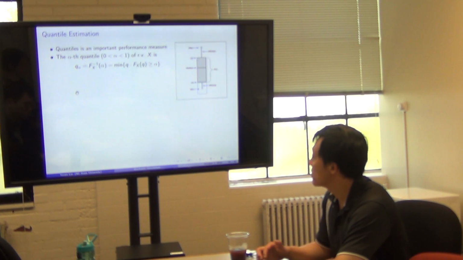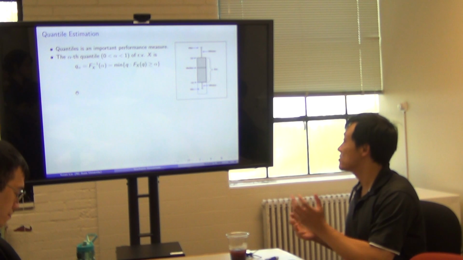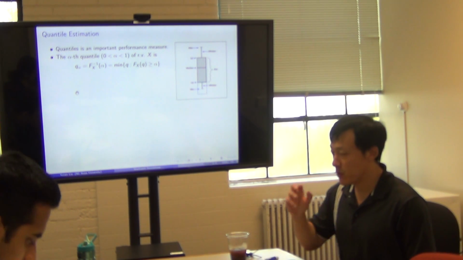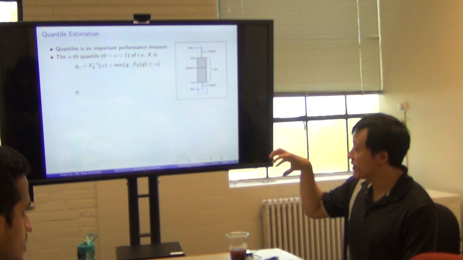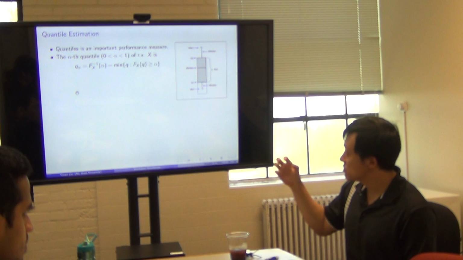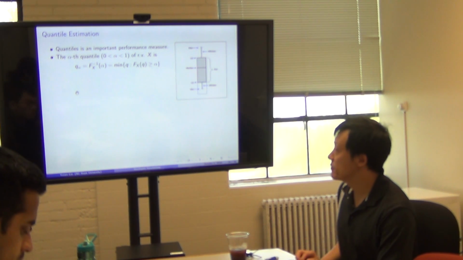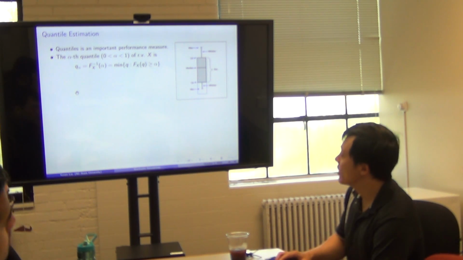So let me quickly talk about how to estimate quantile. There are many things to estimate sometimes. It's not only expectation you want to estimate. You may want to estimate variance, you may want to estimate correlation, and we'll talk about that. They fall into a class of smooth functions of expectation. What if you want to estimate quantile, which cannot be expressed as a smooth function of expectation?